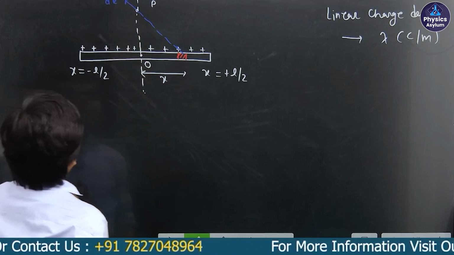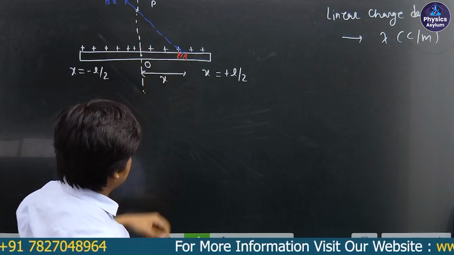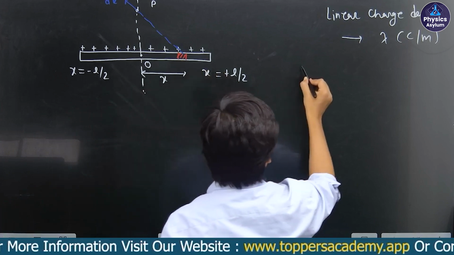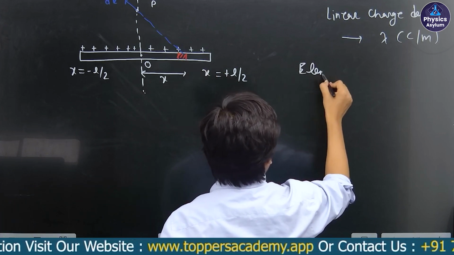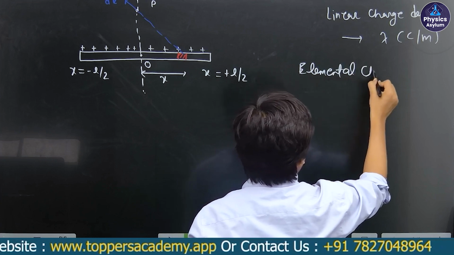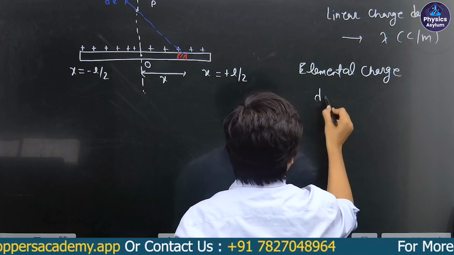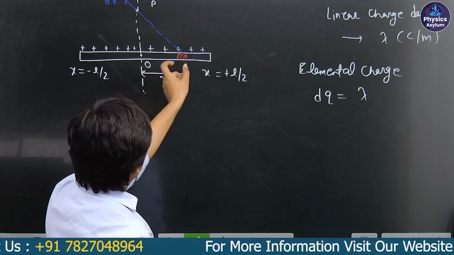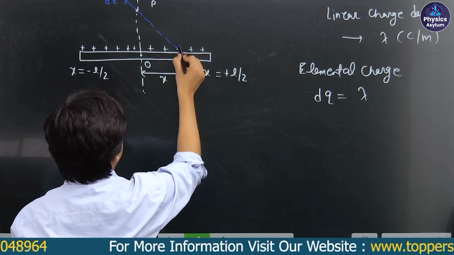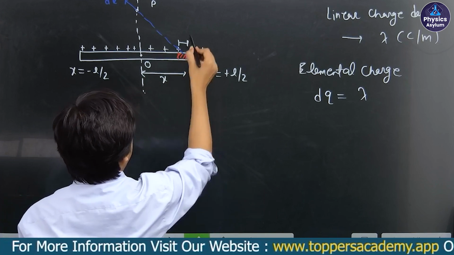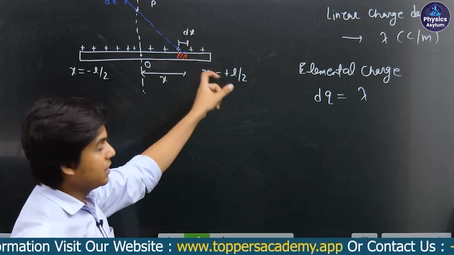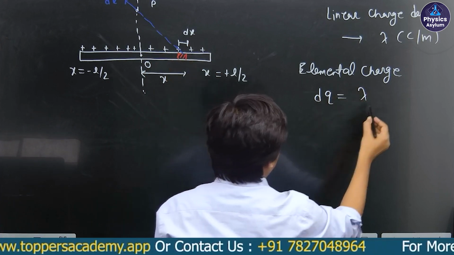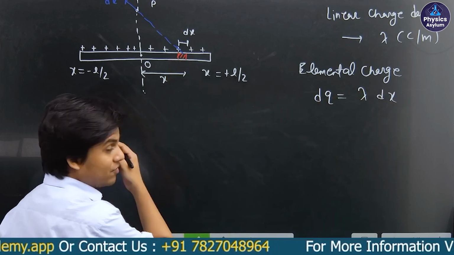So this dE is the electric field due to this charge element. How much charge is this element having? You can write the elemental charge dq equal to lambda, that is linear charge density, into its width. I am considering that this charge element is dx long along the x-axis, so this elemental charge will be lambda dx.